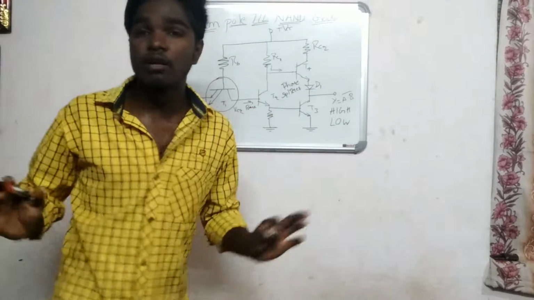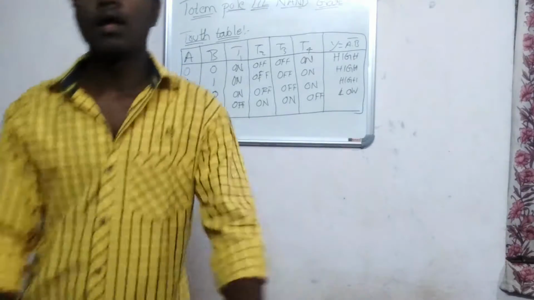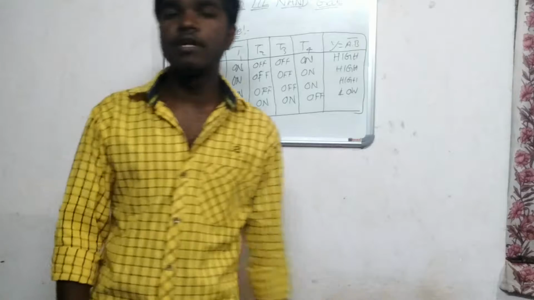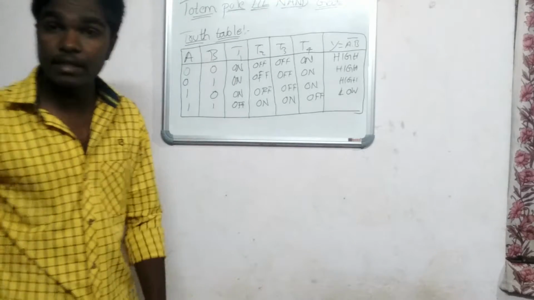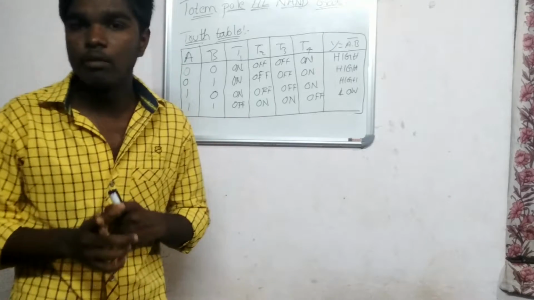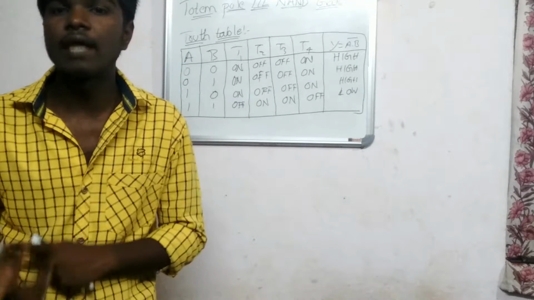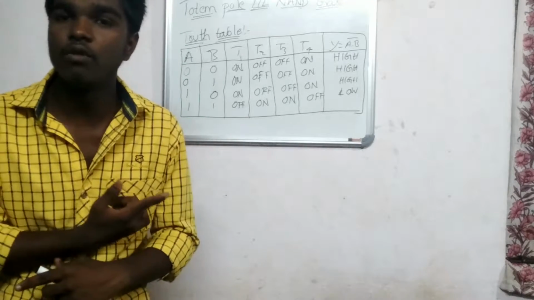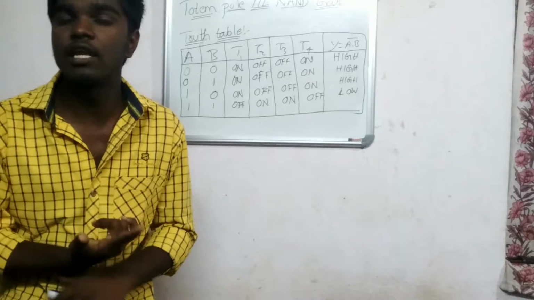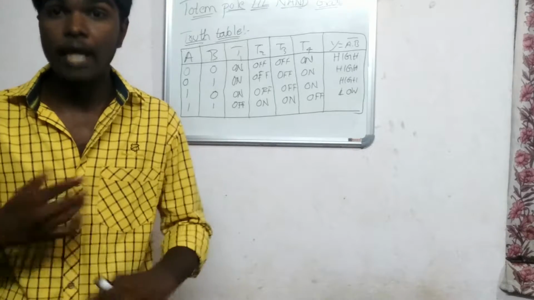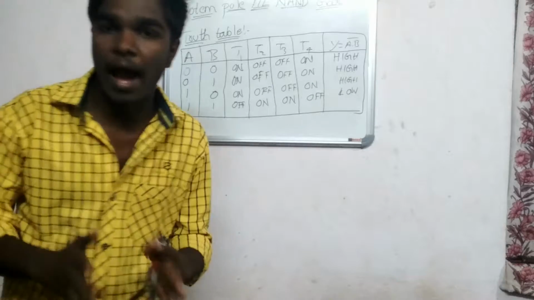This is all similar to the NAND gate truth table. Let us see the truth table of totem pole output TTL NAND gate. I have already said that when both the inputs are low, then transistor T1 will be in on state, T2 and T3 will be in off state, T4 will be in on state, and the output will be high.